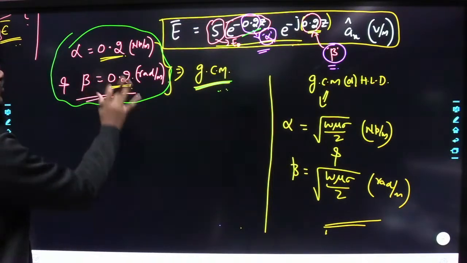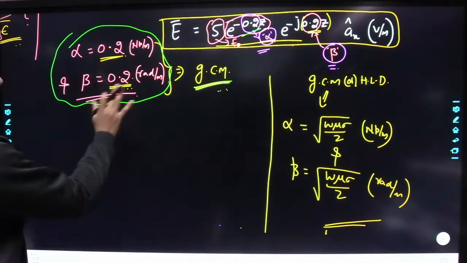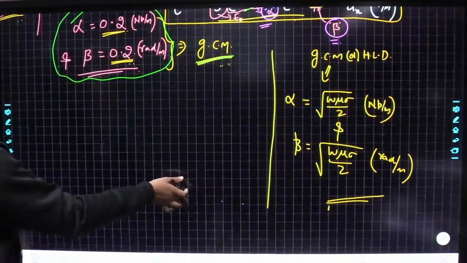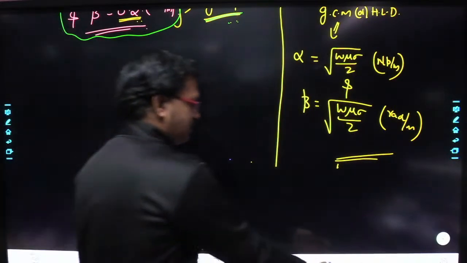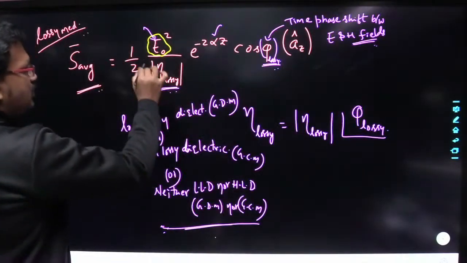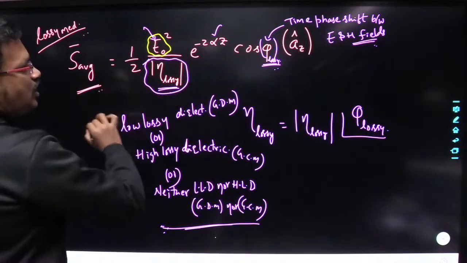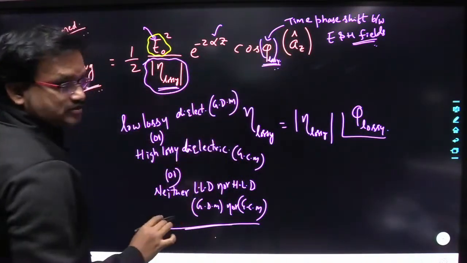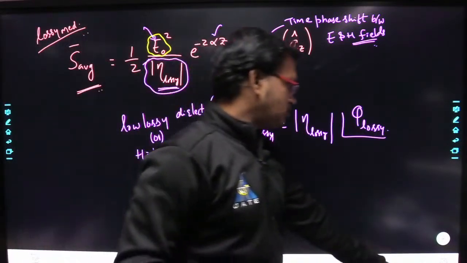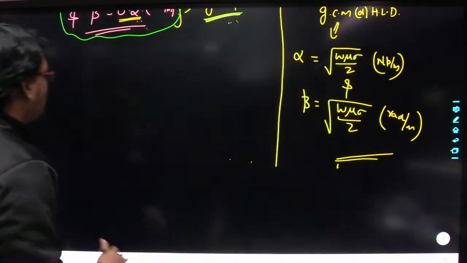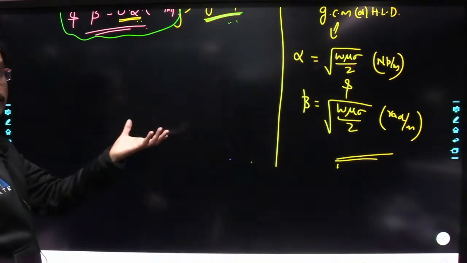Once you have identified that this medium is a good conducting medium, then you can happily determine what you have to determine here. You have to determine the magnitude of eta lossy and this phi lossy, or simply phi. Understood? So you have to determine the magnitude of eta and also the phi.